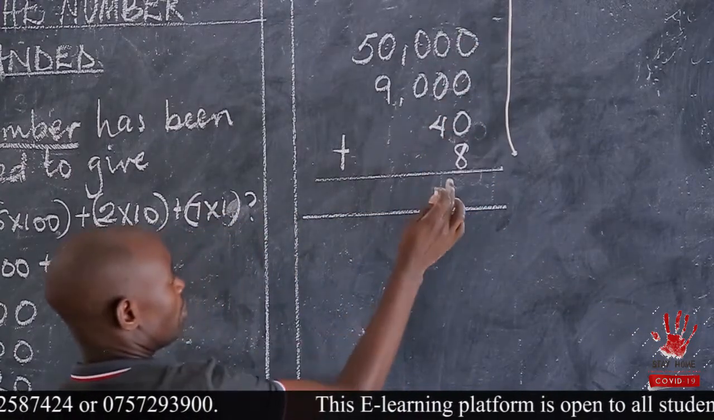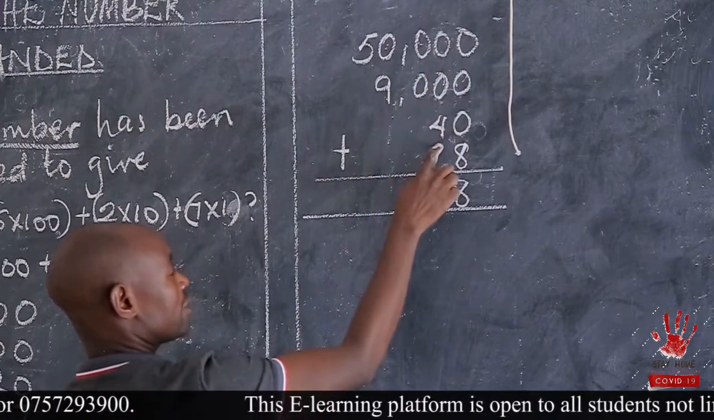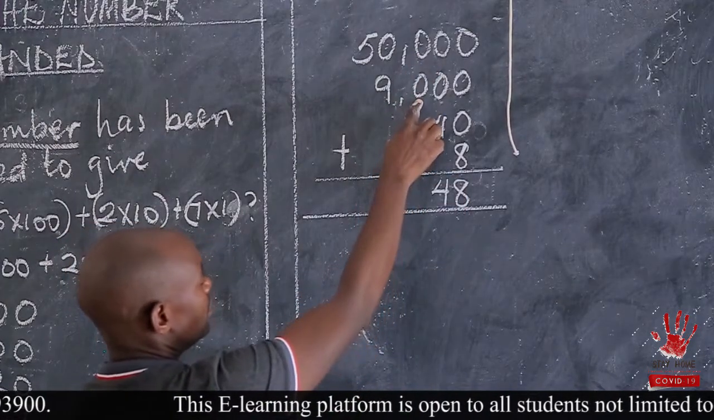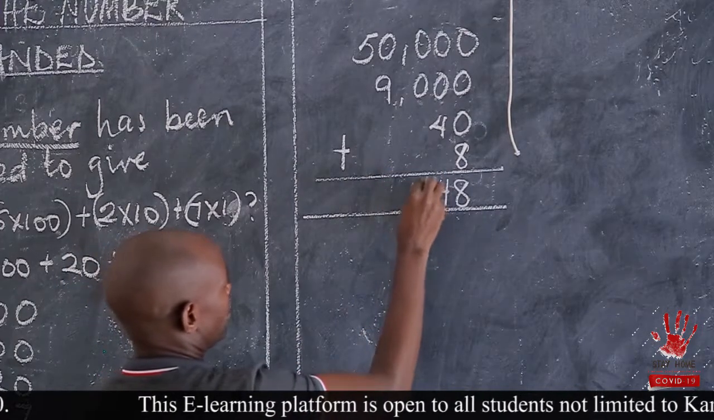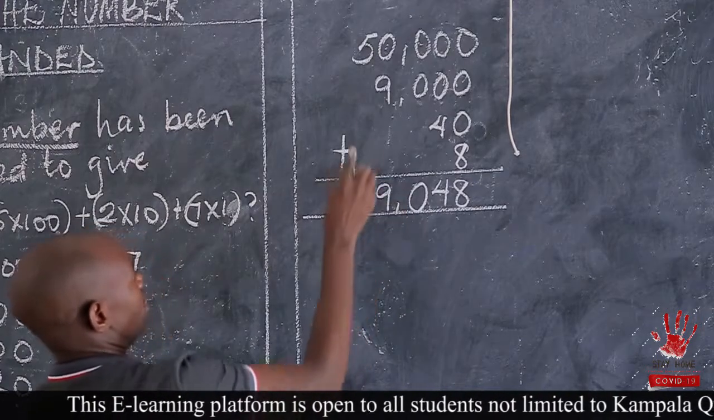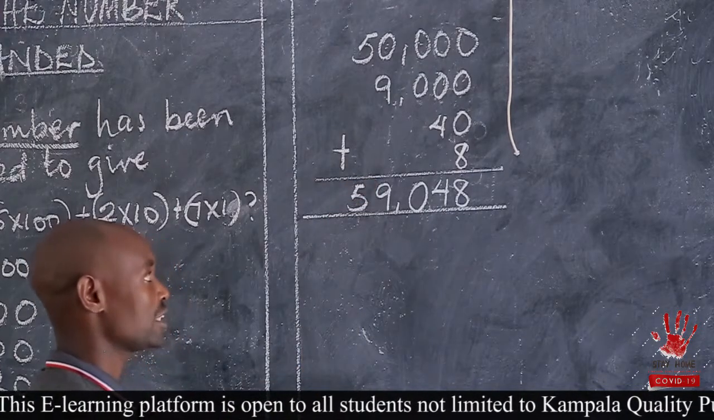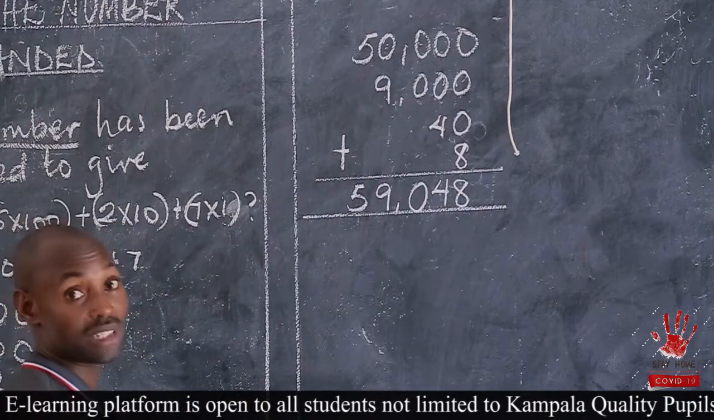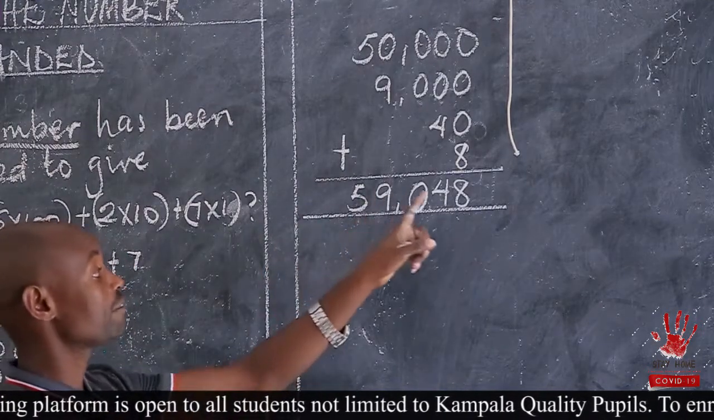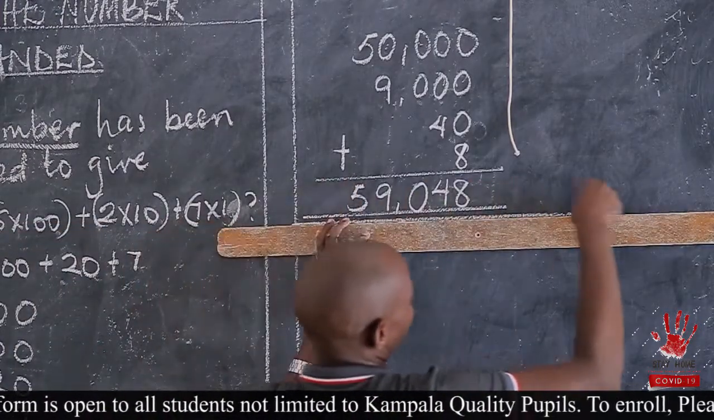0 plus 0 plus 0 plus 8, we get 8. 0 plus 0 plus 4, what do we get? A 4. 0 plus 0, we are getting a 0. 0 plus 9, we shall get 9. And 5 plus nothing, we shall get 5. So for this case, therefore, the number which has been expanded to give us this is 59,048.